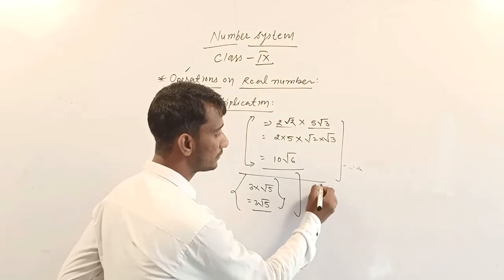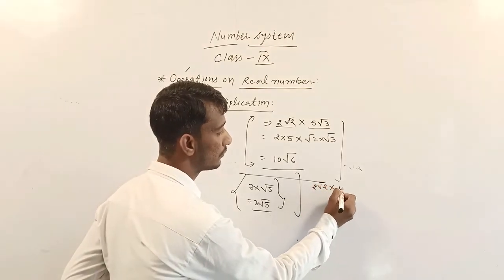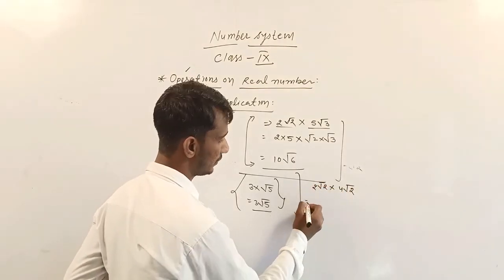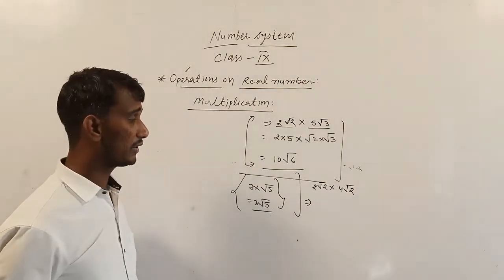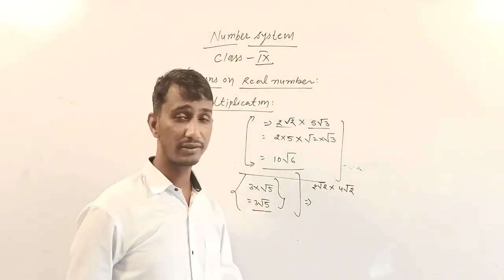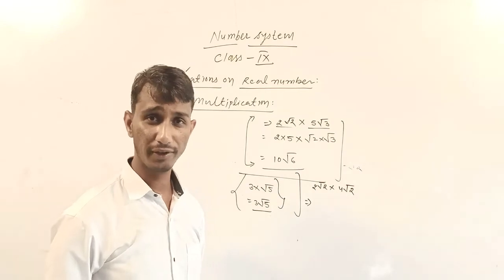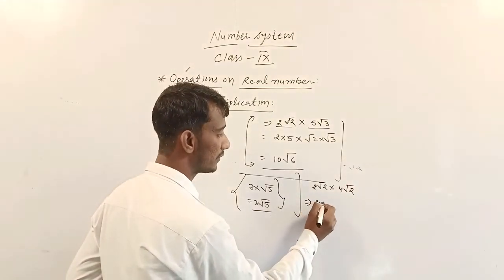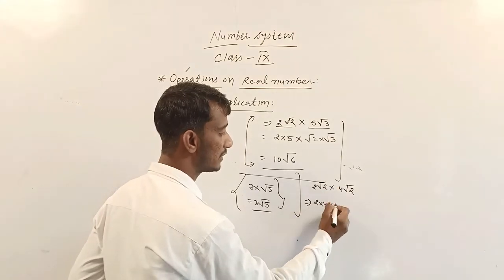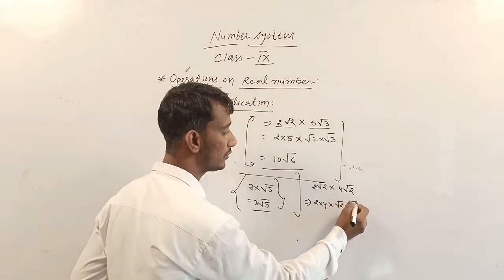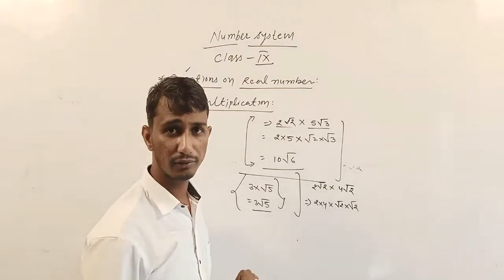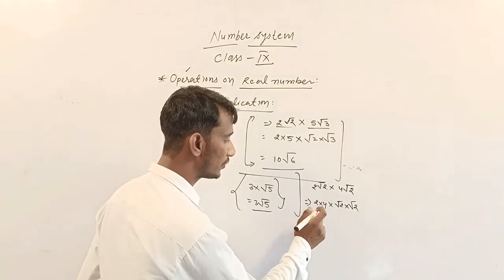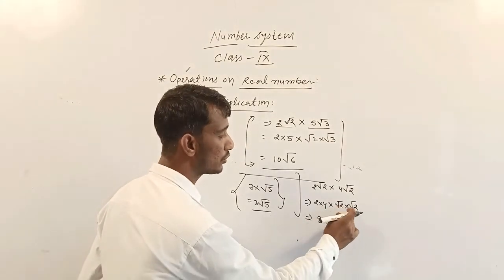2 root 2 into 4 root 2. Look here. Dear student, here both numbers are irrational numbers. Okay? So how to multiply? First 2 into 4. After that, the irrational part: root 2 into root 2.